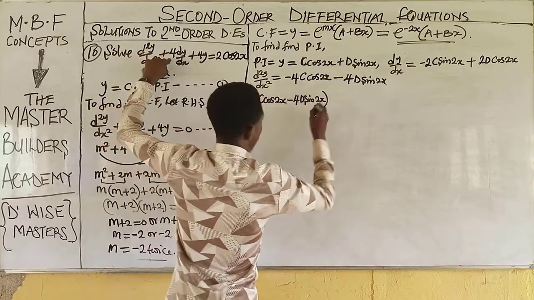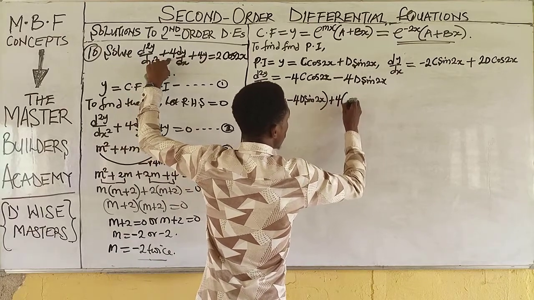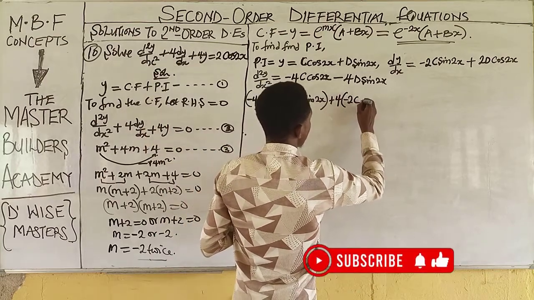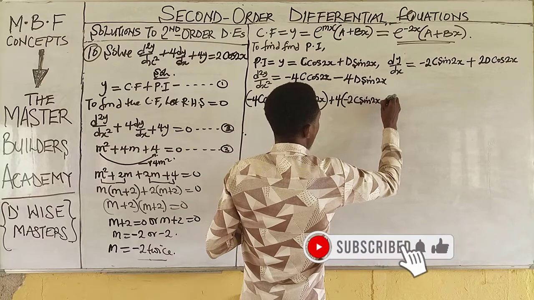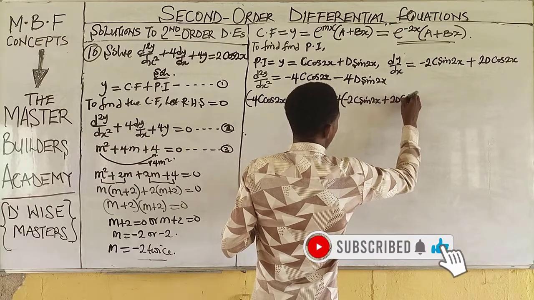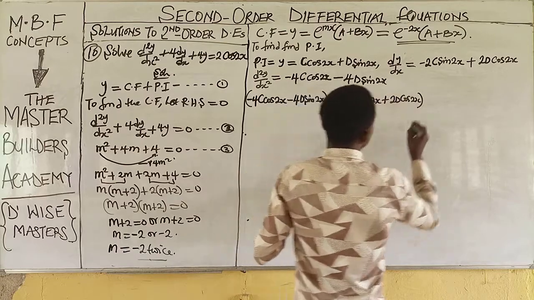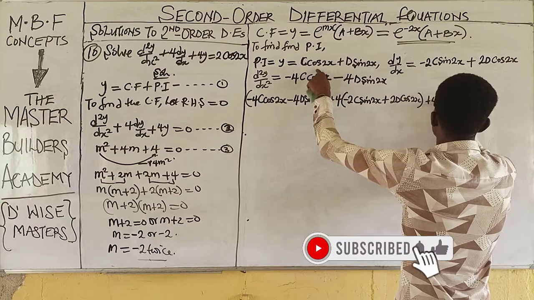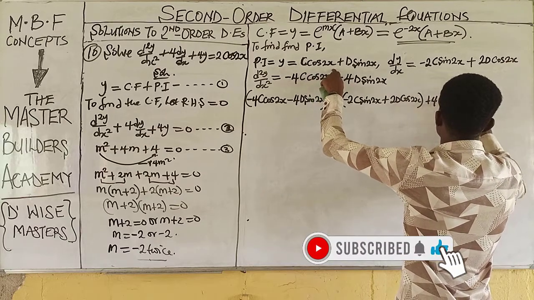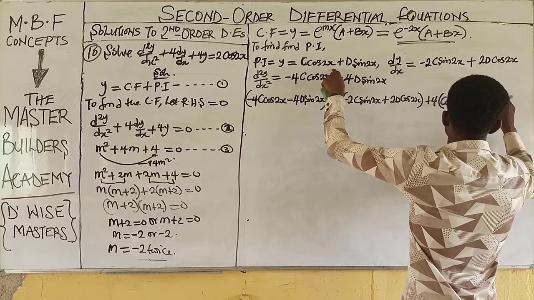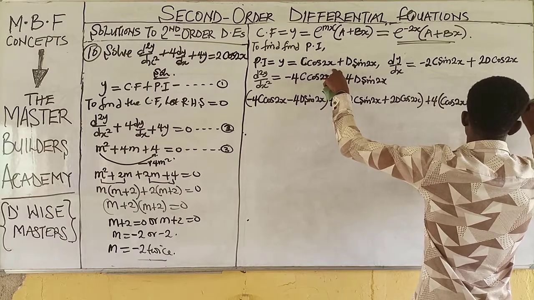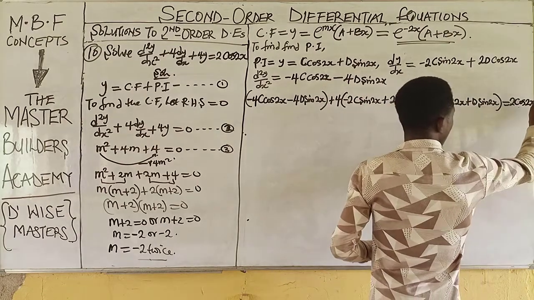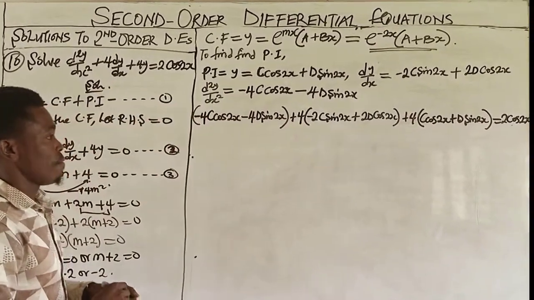We are done with the first term, then plus 4 into minus 2 sine 2x minus 2c sine 2x plus 2d cos 2x, then plus 4. The value of y is c cos 2x plus d sine 2x, all equal to 2 cos 2x. Okay? Yeah, 2 cos 2x. This is it. Very, very lengthy.